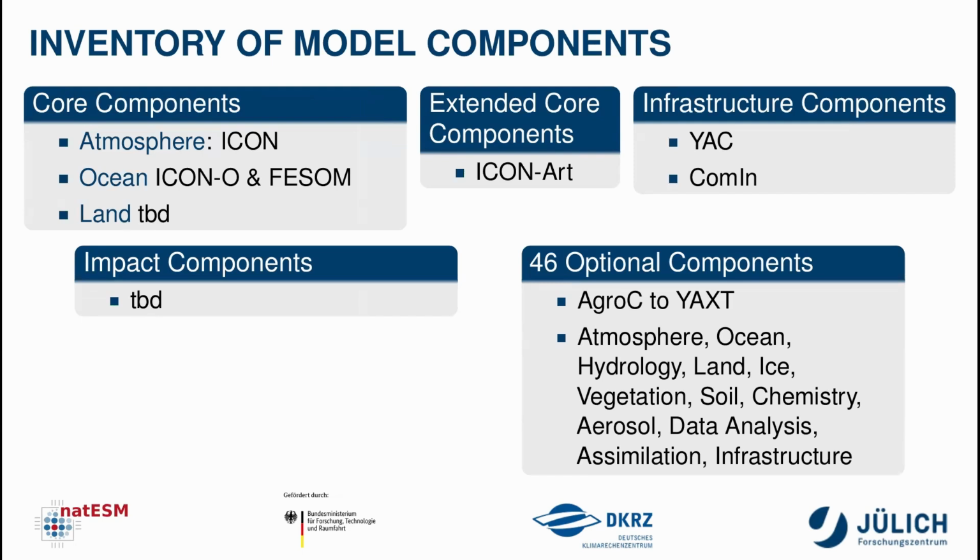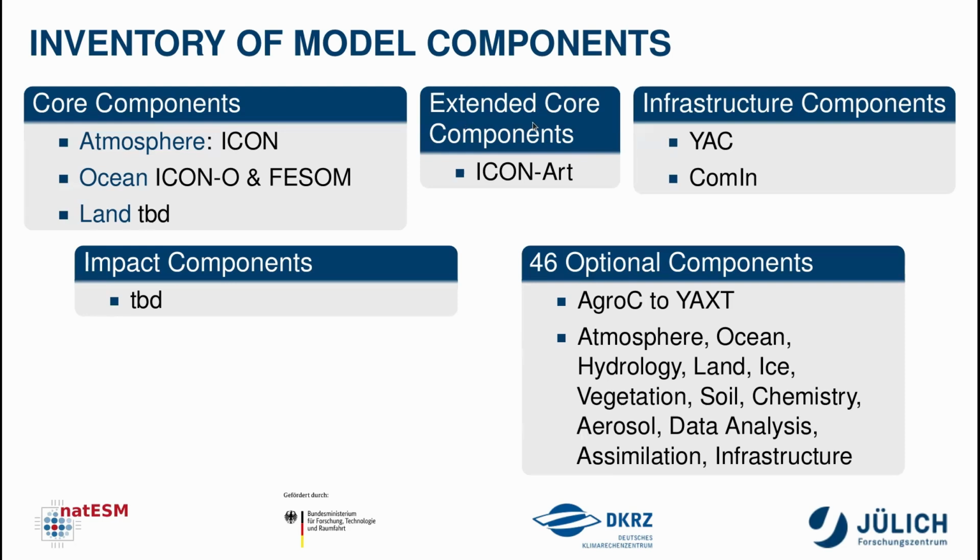One first task of the whole initiative was to get an overview of the Earth system model components that are available in Germany, and they are split up into core components, extended core components, infrastructure components, impact components, and optional components. So far for the German Earth system model, the ICON model was selected as the atmospheric model. And for ocean, there are two models selected, so either ICON-O or FESOM. For land, the decision still has to be taken.